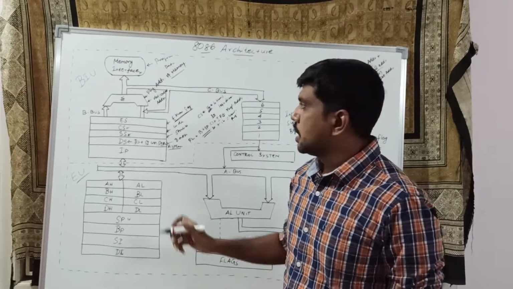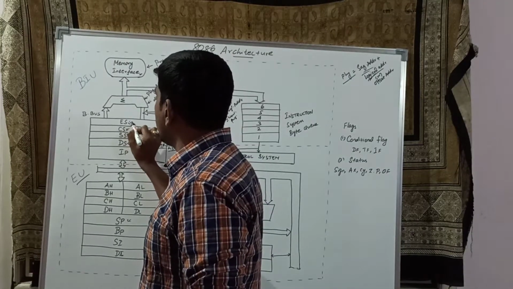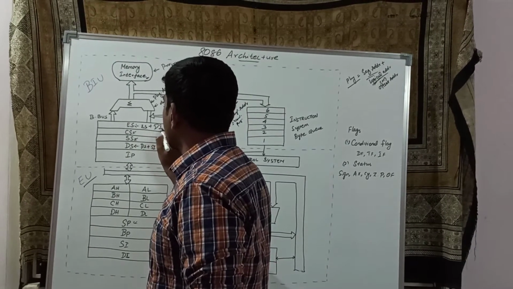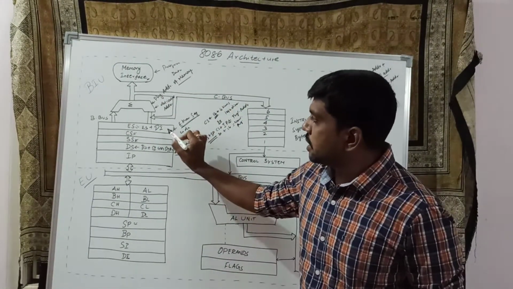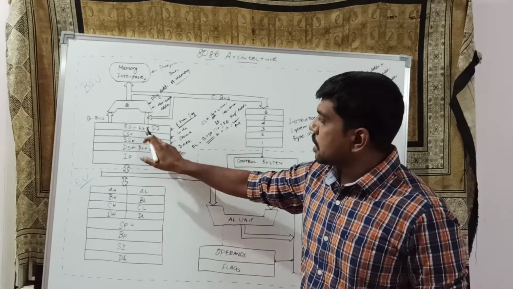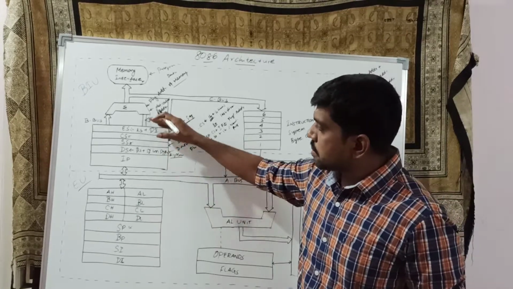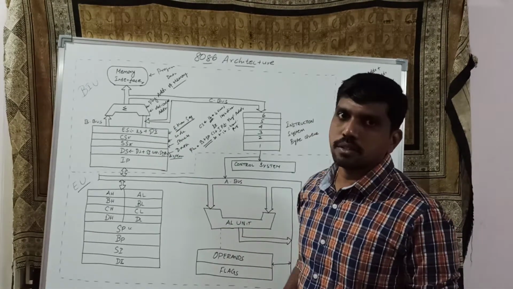the memory unit. Suppose the extra segment: extra segment plus DI. Only here the destination index register is involved. Just adding the two contents, you get the 20-bit address location. So that is the basic function of the segment register.